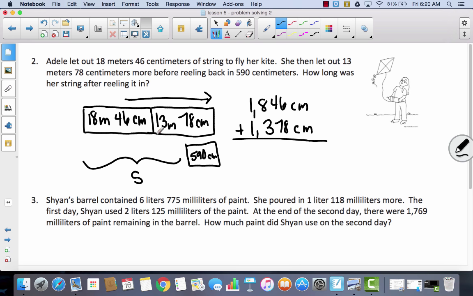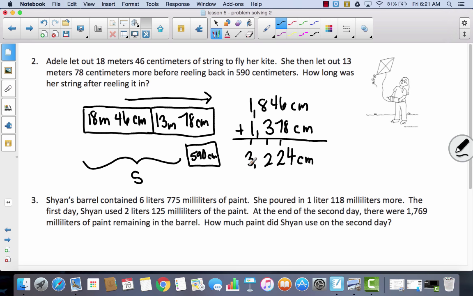If you feel like you know what to do with the rest of this problem, go ahead and pause the video and solve it and then come back and see if we got the same answer. If you want to stay with me, go ahead and pause the video and just solve this addition problem and then come back and I'll tell you how to finish the rest of the problem.